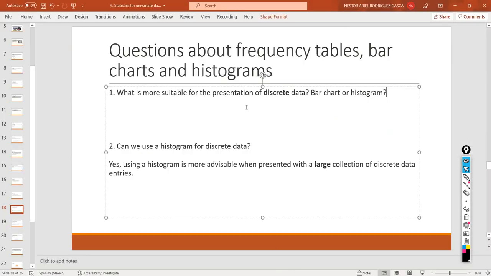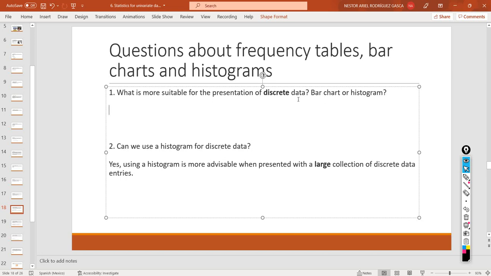So let's go here. So yeah, when the amount of data is rather small, a bar chart is suitable, no problem. But then let's address the second question: can we use a histogram for discrete data? A histogram. The answer is yes. Yes, we can. There is no problem.